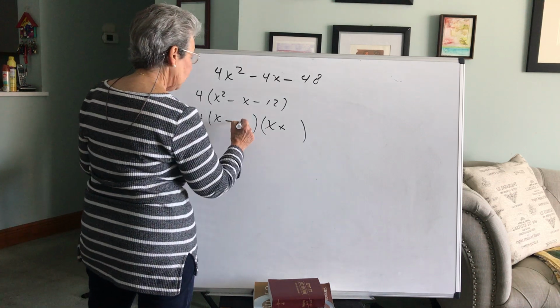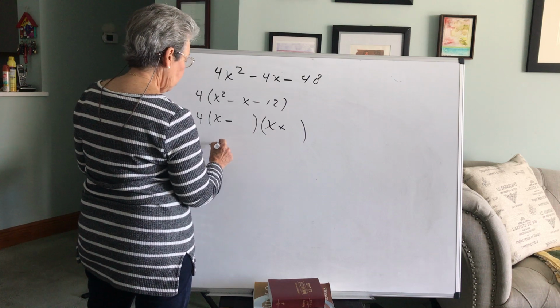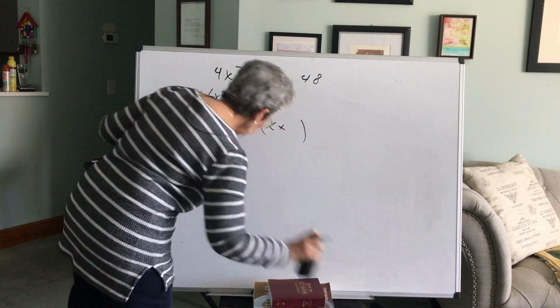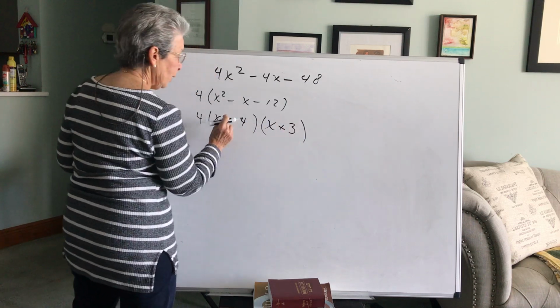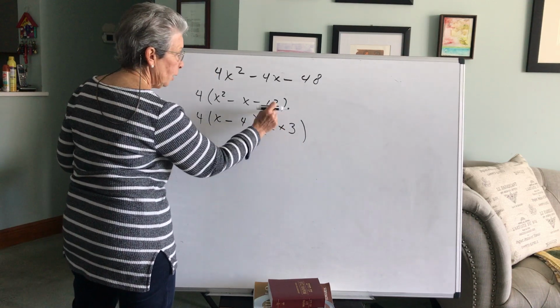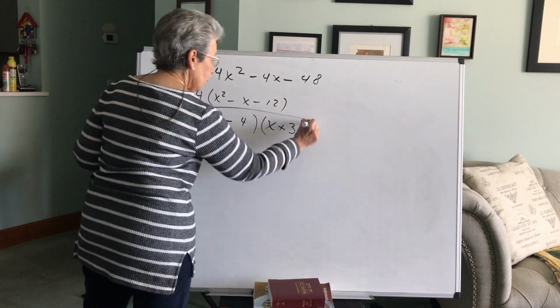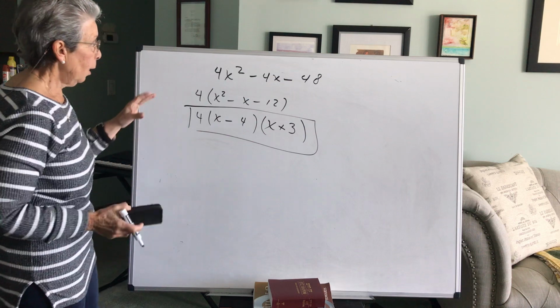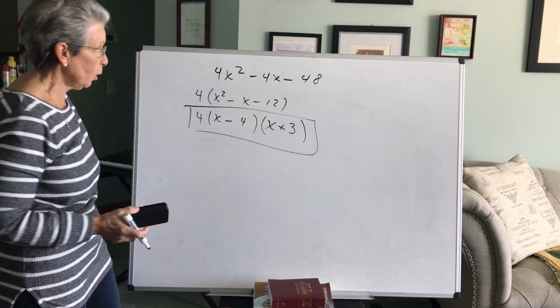Okay, 4 times 3 is 12, and minus 4, yes, it's 4 and 3. When you multiply negative 4 times positive 3 is negative 12, and negative 4 plus 3 is negative 1. So this is the answer. And you factorize applying first the greatest common factor, and then how to factorize this kind of trinomial.